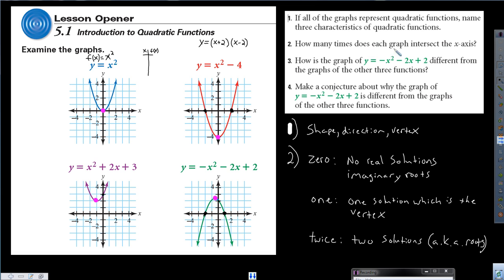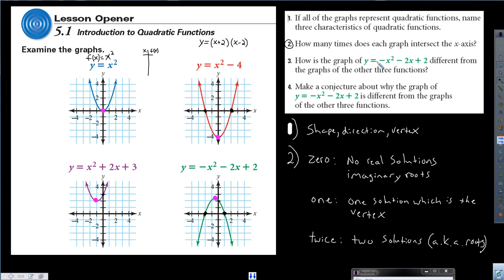So how many times does each graph intersect the x-axis? Really, it depends on how many solutions there are, because the x-intercepts, after all, are also known as the solutions. So right here, we have one x-intercept. We would call that one solution. Here we have two x-intercepts. We would call that two solutions. Here we have 0. We would call that no real solutions, and they would have imaginary roots. And then here we would have two solutions. Okay, two x-intercepts. All right.